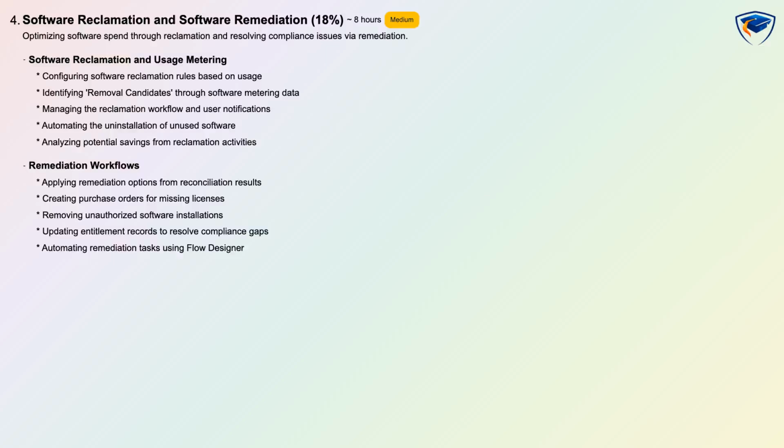The syllabus covers building reclamation workflows, analyzing potential savings, and applying remediation options from reconciliation, such as creating purchase orders for missing licenses, removing unauthorized installations, updating entitlement records, and automating tasks using Flow Designer. Emphasis is on closing compliance gaps and demonstrating cost savings through reclamation.